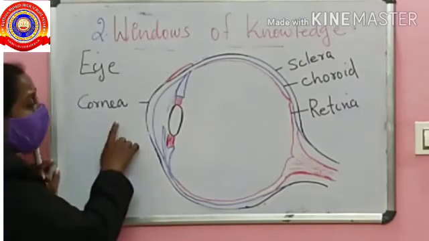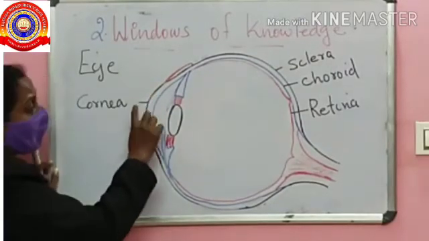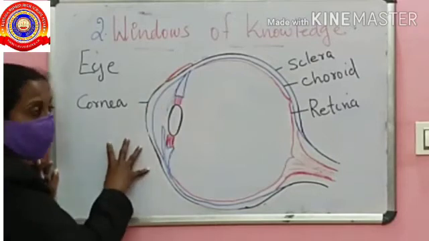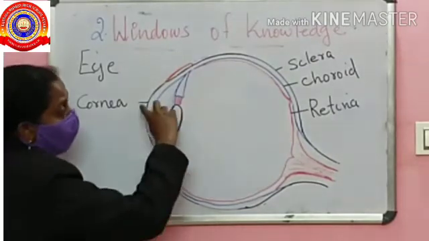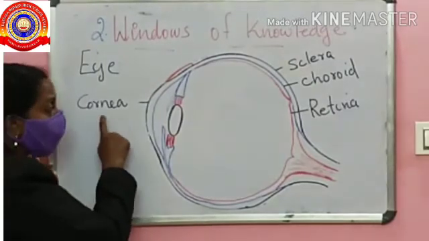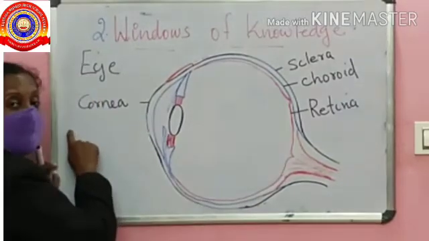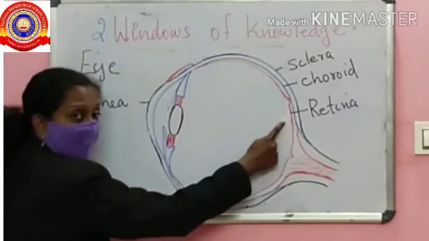Next part is the cornea. Cornea means it is a projected part, transparent in nature, which is a part of the sclera. The main function of cornea is it refracts light rays towards the retina. That means it helps to pass the light rays towards the retina.